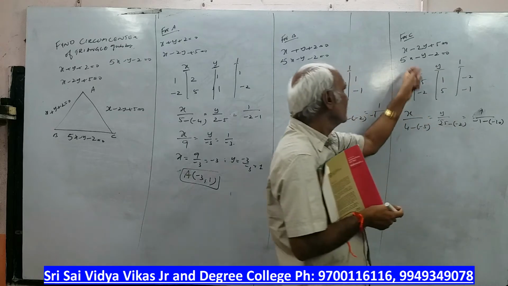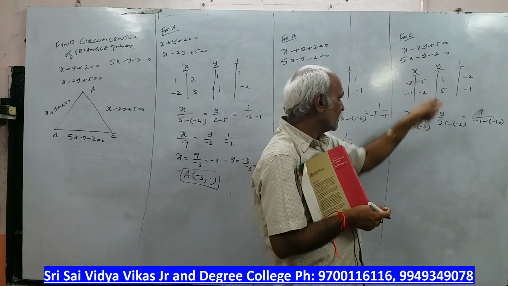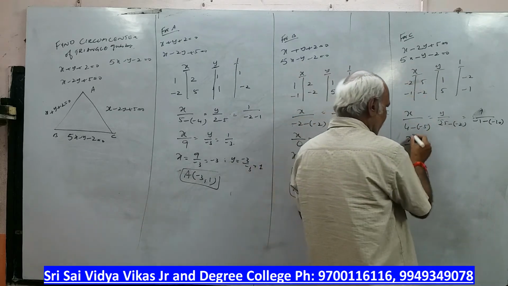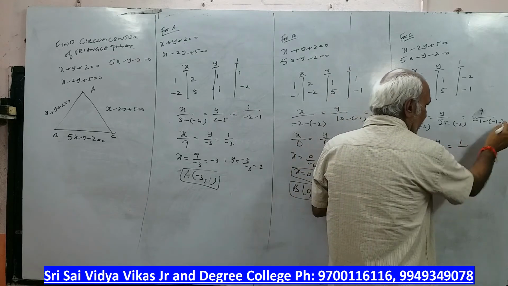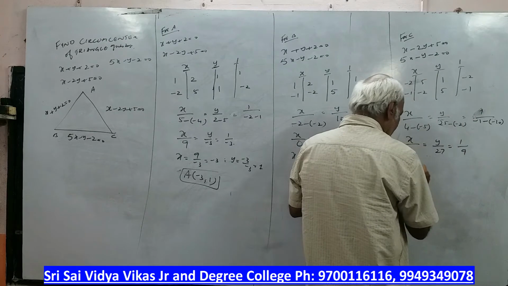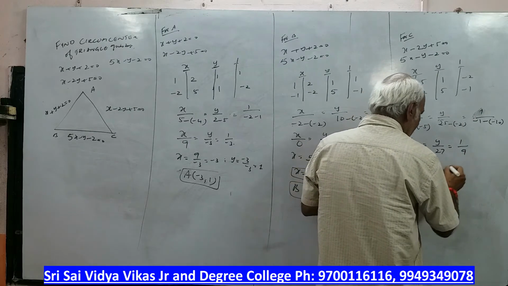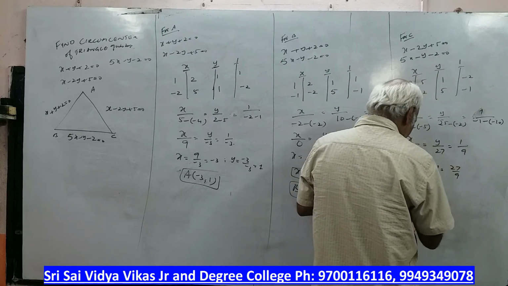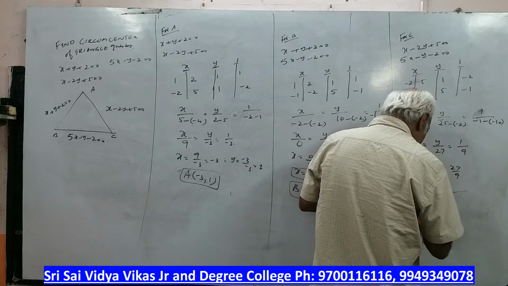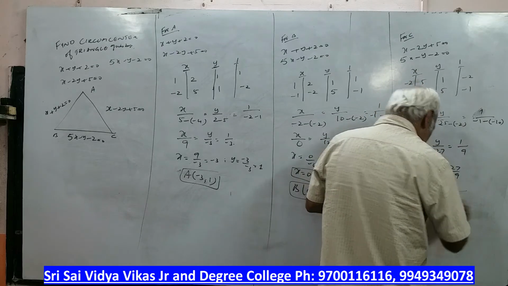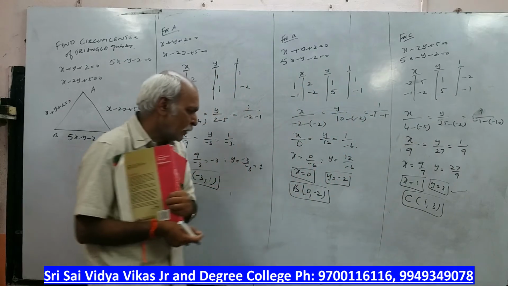So, what I have done? Minus 4 minus of minus. So, this becomes x by 9, y by 27, 1 by minus of minus plus. So, x is equal to 9 by 9, y is equal to 27 by 9. X is equal to 1, y is equal to 3. So what is the C point? 1 comma 3. So we have solved A point, B point, C point.